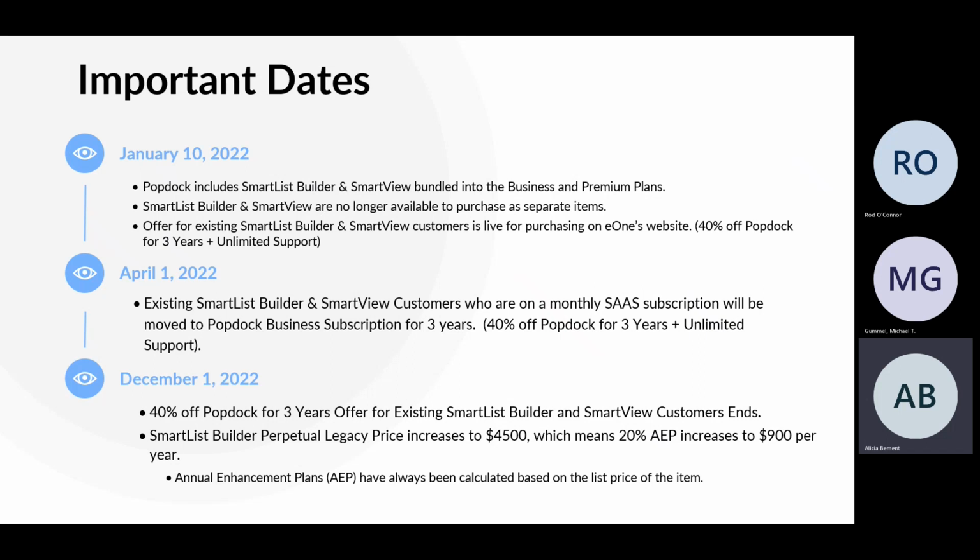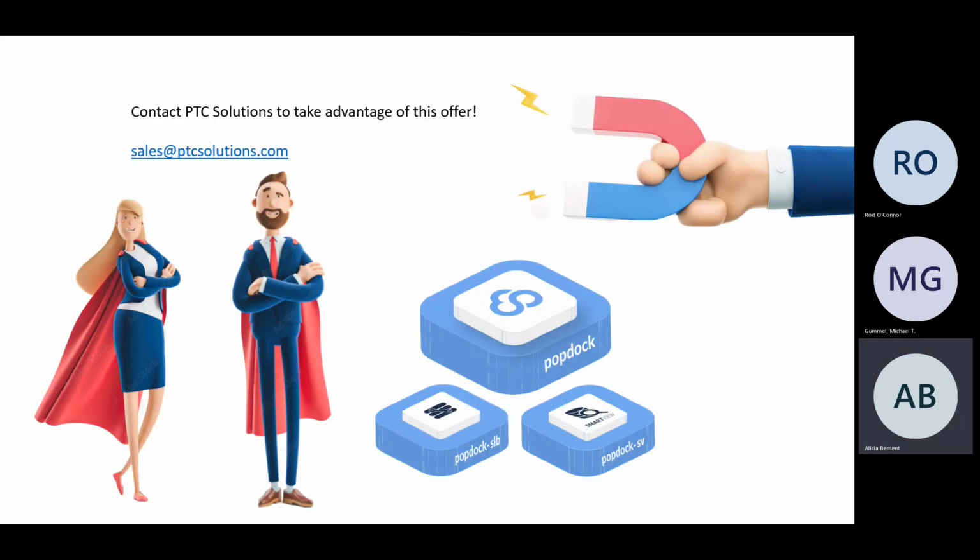On December 1st, 2022, the offer for that 40% discount for 3 years, being locked in, will be going away. So you have over a year to think about it before you take advantage of that subscription. If you want to take advantage of that prior to that date, certainly reach out to your partner. So if you want to take advantage of that, reach out to PTC Solutions at sales@ptcsolutions.com, and they can certainly help you out.